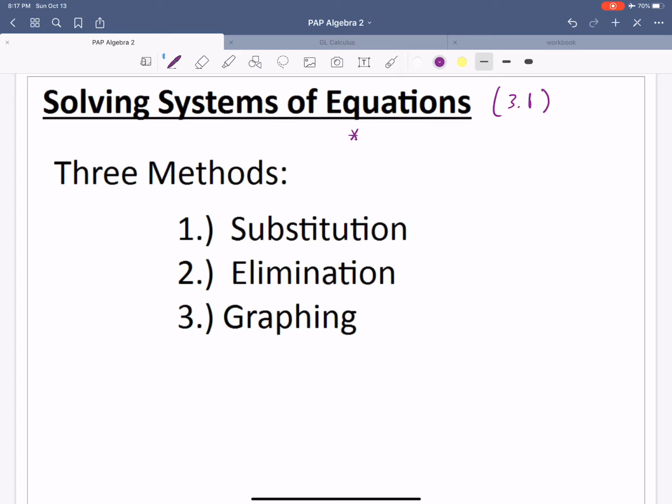You might want to add yourself a note up here that we're talking about two variables. For three variables, these methods are pretty similar, but we'll do a separate lesson on those later. So the three methods that you're going to learn about today are called substitution, elimination, and graphing.